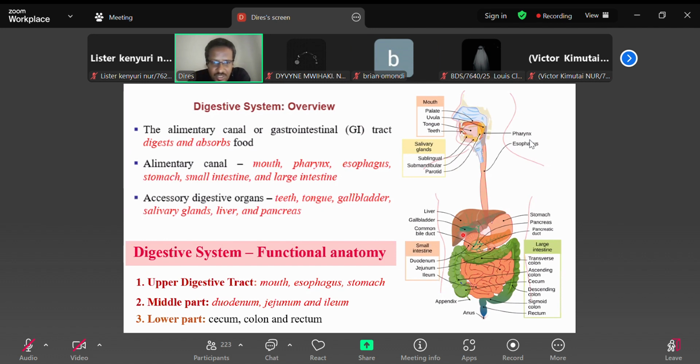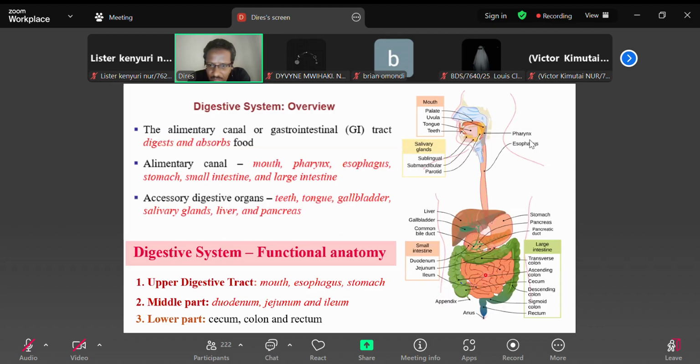Now, this canal called alimentary canal, we can divide it into three parts. Upper digestive tract. The upper digestive tract comprises the mouth, esophagus, and stomach, the J-shaped organ here. So these structures are called upper digestive tract. And then the middle one is made up of the small intestine. You see, the one that you see in the middle here.